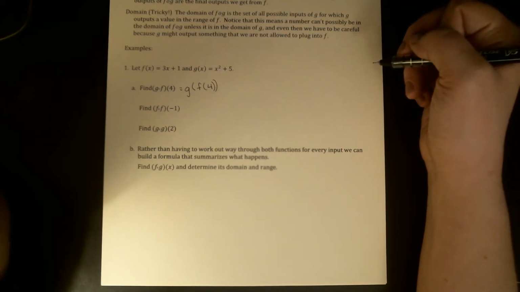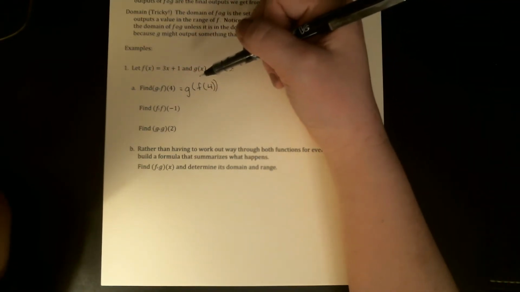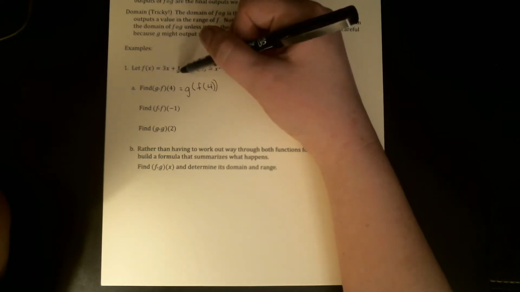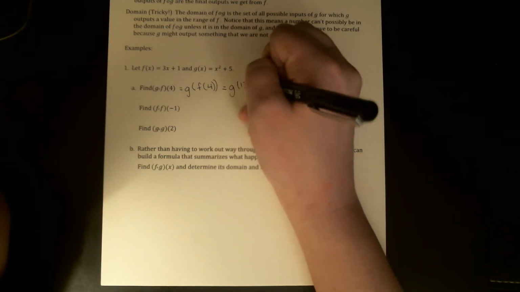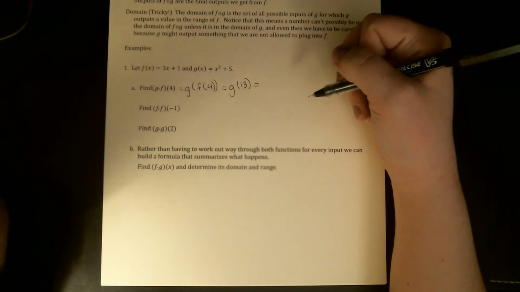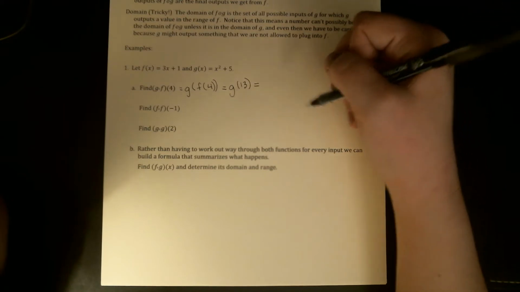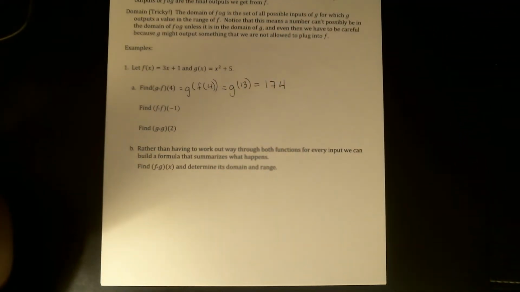I'm supposed to find f of 4, which means go back and plug 4 into f of x. When I plug 4 into f of x, I get 3 times 4, which is 12, and then I add 1, and I have 13. So f of 4 is 13. If I then plug 13 into g of x, I get 13 squared, which is 169, plus 5, which is 174.